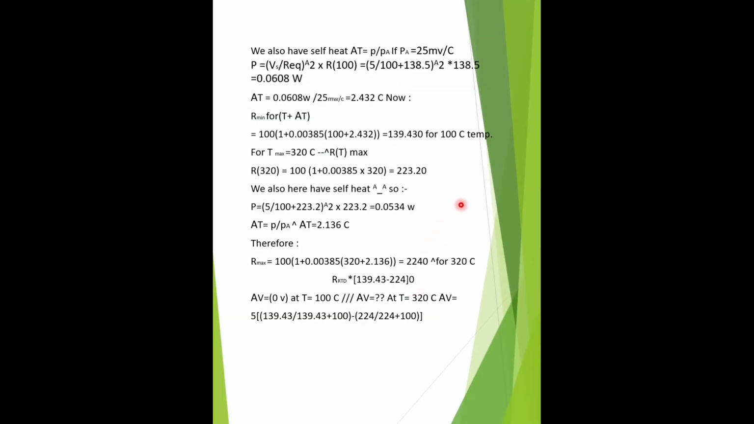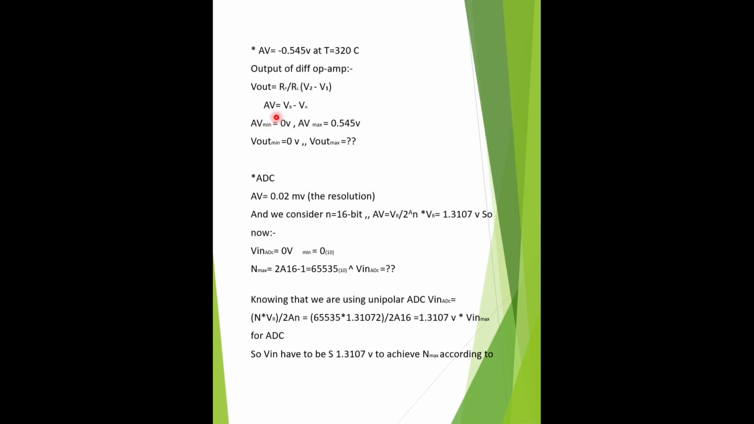Then we calculated the R maximum when the temperature equals 320 Celsius and we got 224 ohm. Then we calculated the V minimum and V maximum that will enter the op-amp. For the ADC we considered a 16-bit ADC. We calculated V reference equals 1.3107 volt. And we calculated the Vn maximum and minimum for the ADC to get the RL and RF for the op-amp.